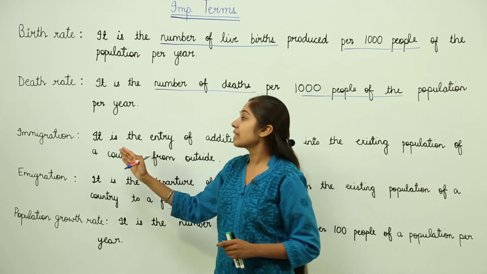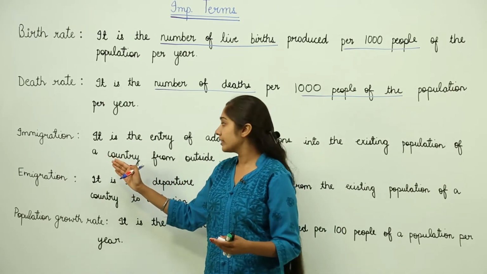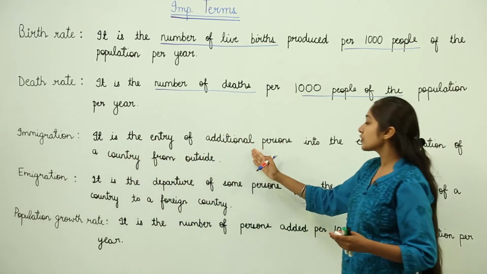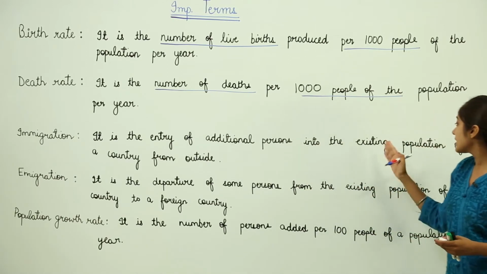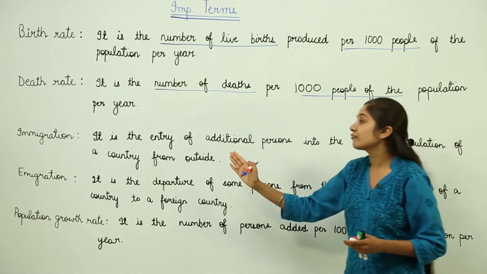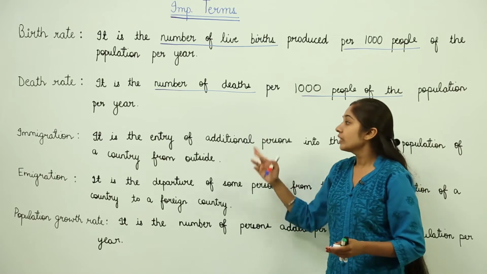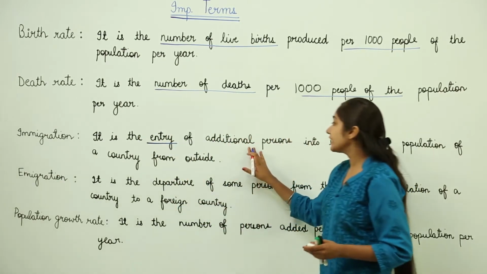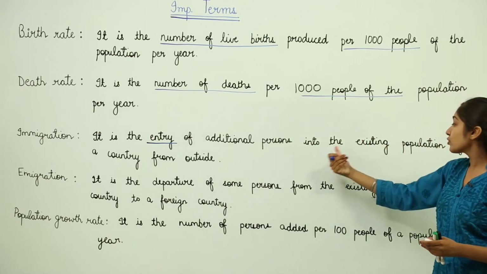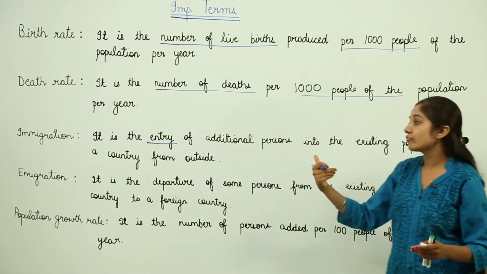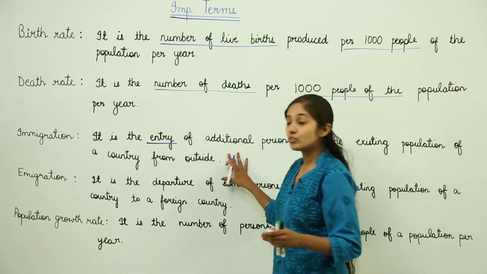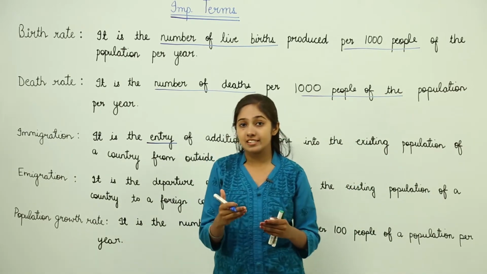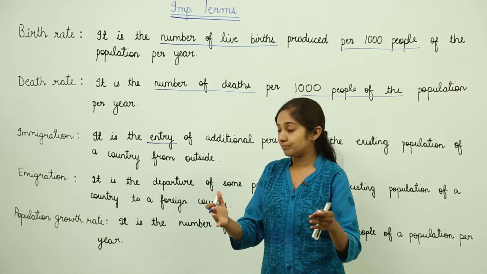Then we have the next term, that is immigration. You already know about it. It is the entry of additional persons into the existing population of a country from outside. So immigration means the entry of additional persons into the existing population of a country from outside. This is going to lead to an increase in the population of a country.